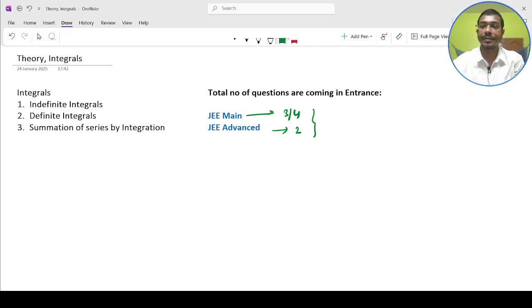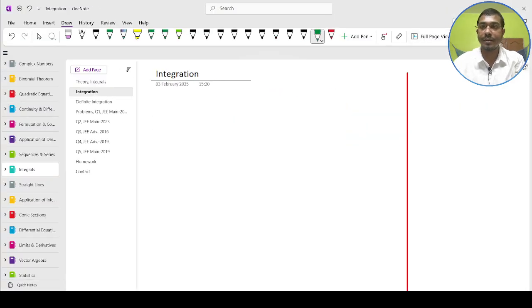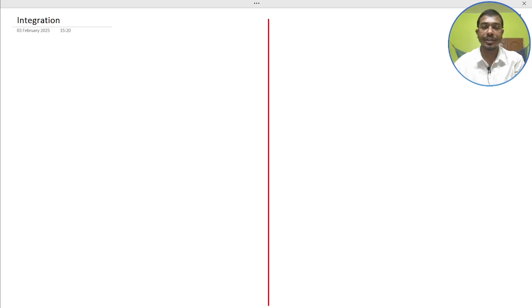So let's get started. We will discuss the chapter summary in a nutshell and do the previous year questions from JEE Main and Advanced, so that you can increase your problem solving skill and know how to approach the problems. After doing these problems, you will be able to solve all the questions coming from this chapter, integrals.